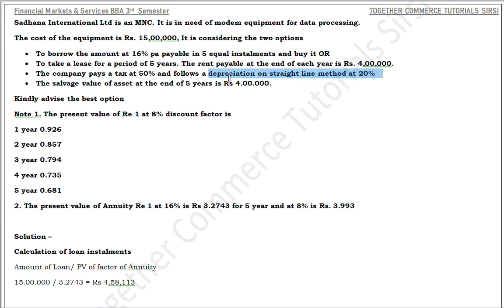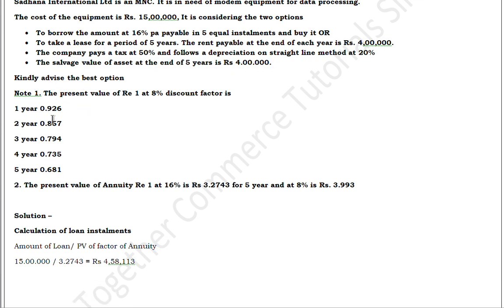So this is the difference I was talking about. In the previous problem, the depreciation was on the reducing balance method, so that had some extra steps, but in this problem the depreciation is on a straight line method. The salvage value of the asset at the end of the year is 4 lakh. So these are the two notes they have given.